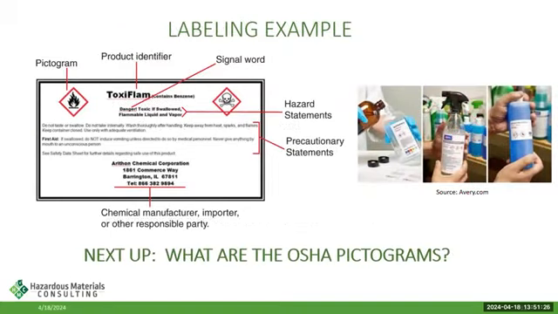This is what a HAZCOM labeling example should look like. It's got the name of the product in the middle, the hazard statement down below it, and pictograms on either side. They don't define whether you need to have pictograms on one side or another. They just need to be present. And then the name of the manufacturer along with the phone number.